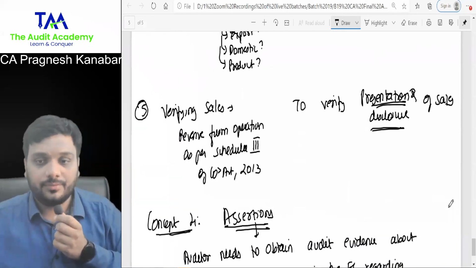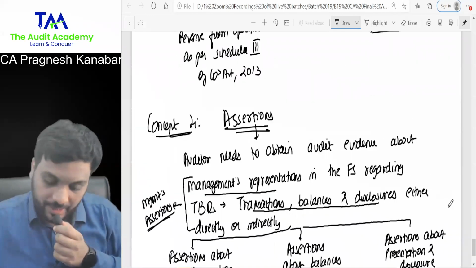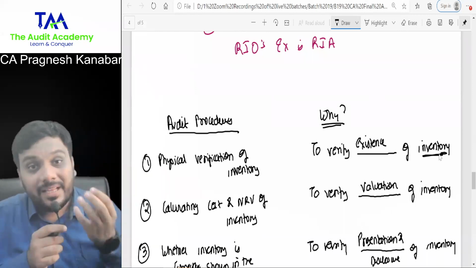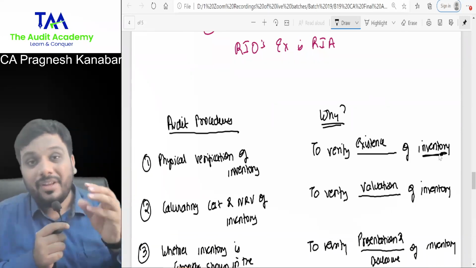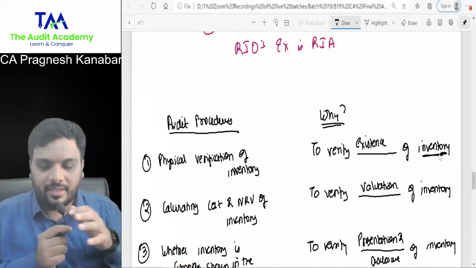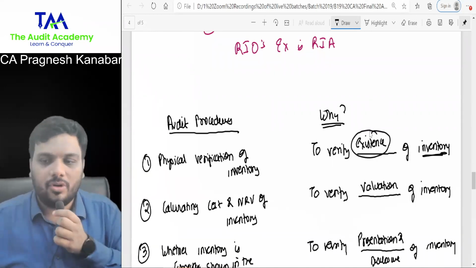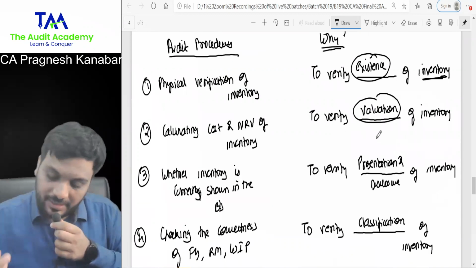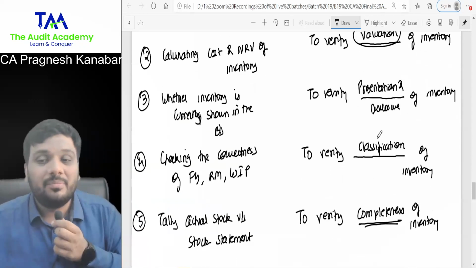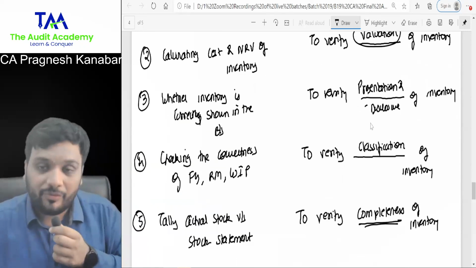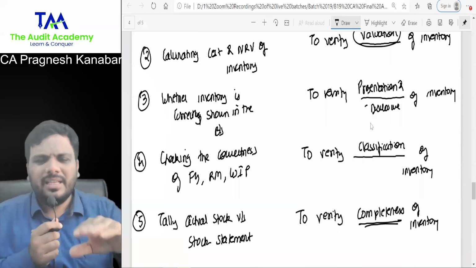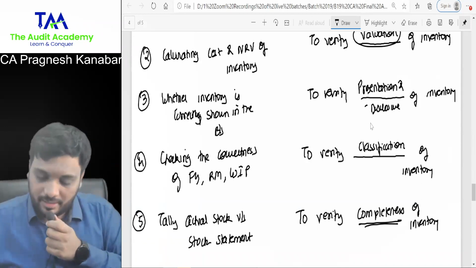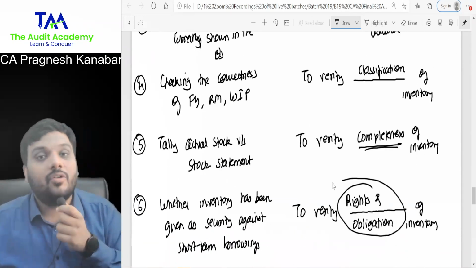I showed it to you. First finish off this working. Okay. Now I showed it to you. Inventory is nothing but a balance in the balance sheet, correct? So whenever we talk about any balance, we are worried about whether that balance exists or not. We are worried about its valuation, correct? We are worried about obviously its presentation and disclosure, classification, completeness. These PCC are common whether you're talking about a P&L or balance sheet, correct? But the unique point in balance sheet is this: rights and obligation.